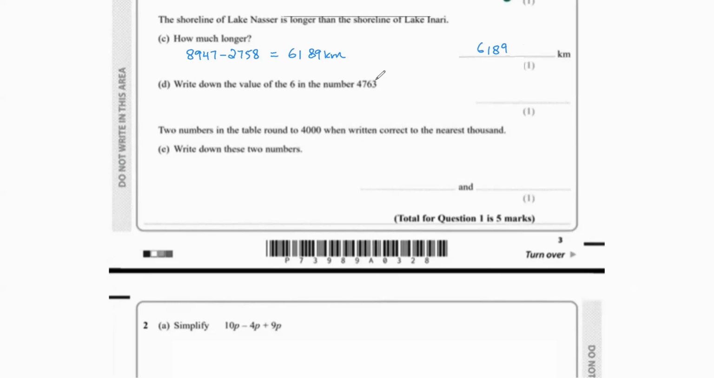Then it says write down the value of the 6 in the number 4,763. So like I said before, we start looking at the place value from right to left. So the second number is your tens. So that's 6 tens or 60.